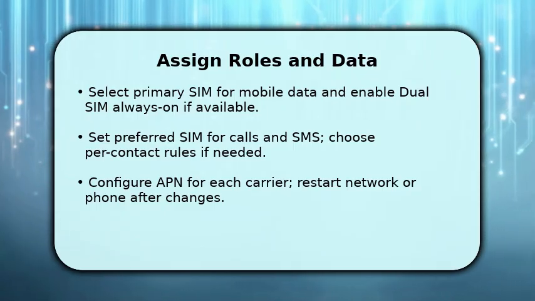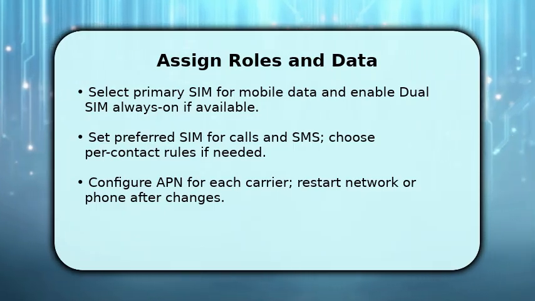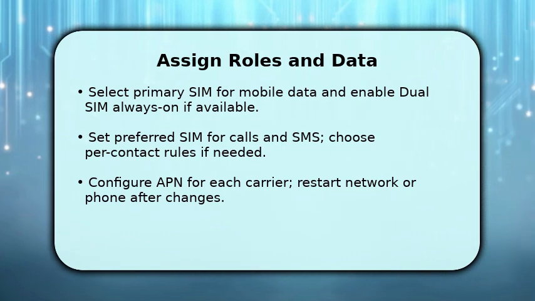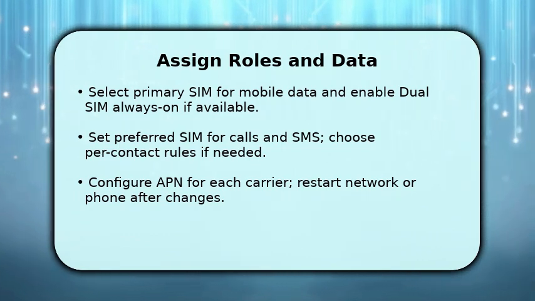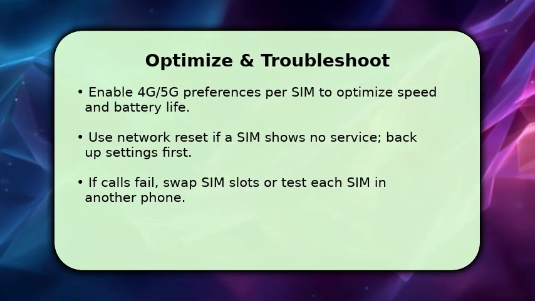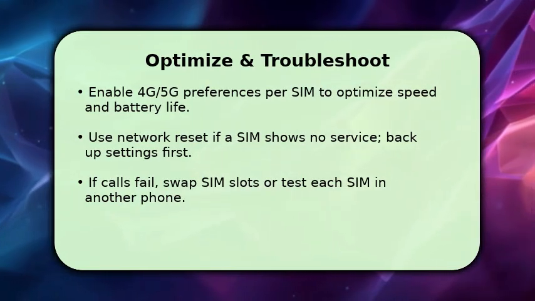Finally, optimize performance and handle issues quickly. You should choose 4G or 5G preference per SIM to balance speed and battery. This explains why one SIM may drain faster.